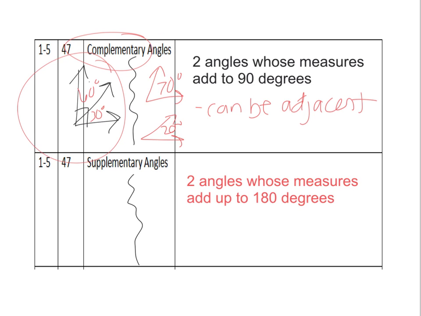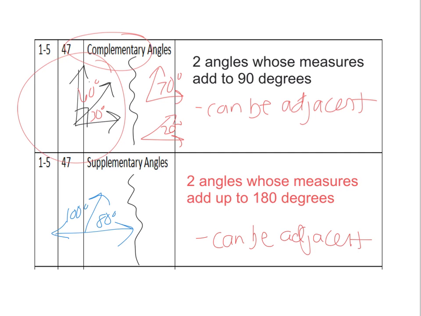Okay, pictures can be the same way. They don't have to be adjacent, but they can be adjacent. So if I drew ones that were adjacent, we know it forms a linear pair or a straight angle or a line. So let's say this is 100 degrees and this is 80 degrees. Those add up to 180, so it means they're supplementary, but they don't have to be adjacent. We could have a picture that looks something like this, a 60 degree and maybe a 120 degree angle.